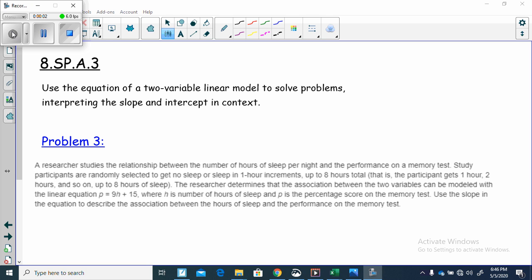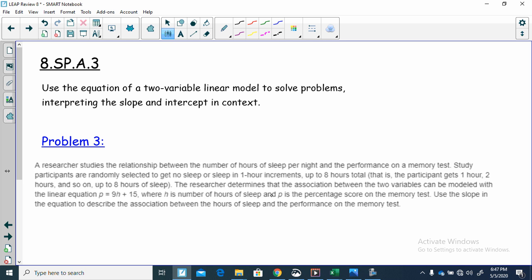This is problem 3 of Standard 8 SPA 3, where we are creating scatter plots and using basically a line of best fit through them and interpreting the slope and intercept in context of the problem. A researcher studies the relationship between the number of hours of sleep per night and the performance on a memory test. Study participants are randomly selected to get no sleep or sleep in 1 hour increments up to 8 hours total. That is, the participant gets 1 hour, 2 hours, so on up to 8 hours sleep.